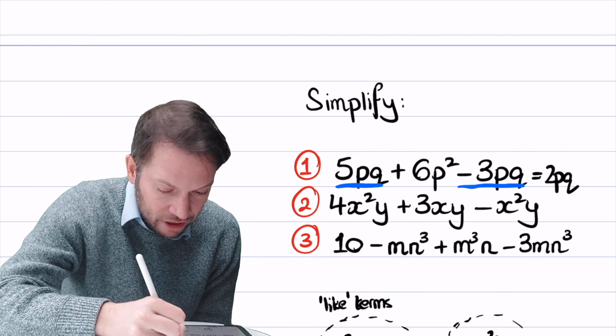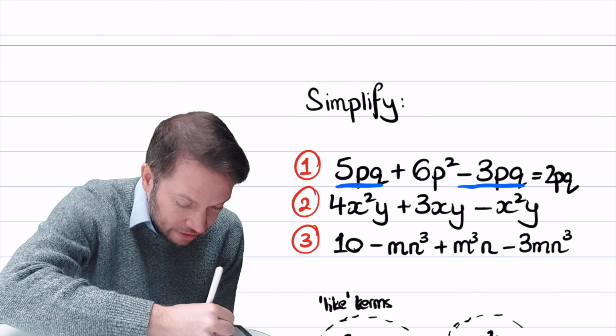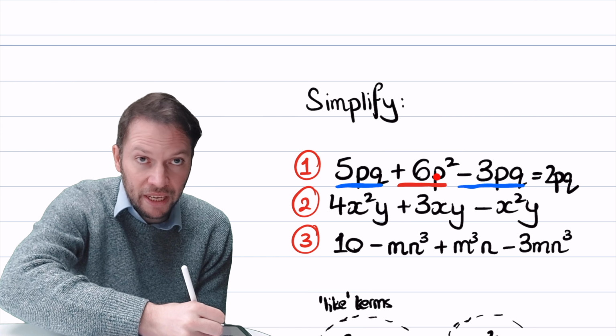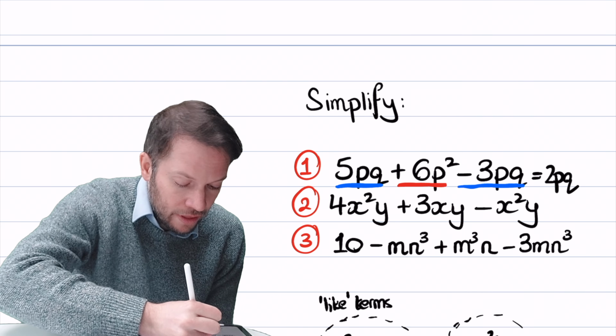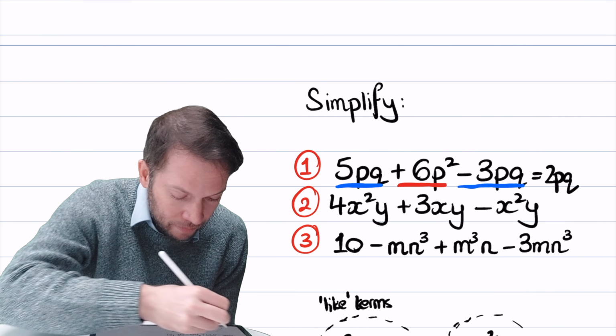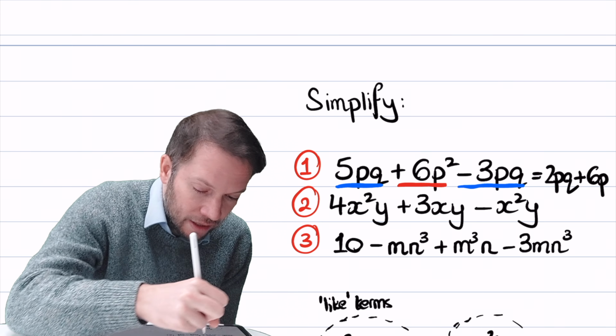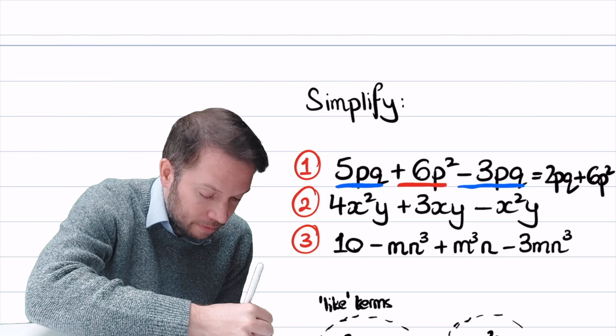And then what other terms do we have? Well, we've got this plus 6p squared term. There's no other term which has only a p in it and it's squared. So that's just minding its own business. It doesn't collect with anything else, but we still have it. We've got the 6p squared there. And that is the final answer.